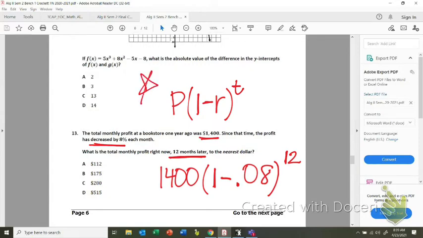You're given this formula on the sheet. You're rounding to the nearest dollar. What's it closest to? 515. I think you get 514 something, don't you? Yeah. Closest to $515.